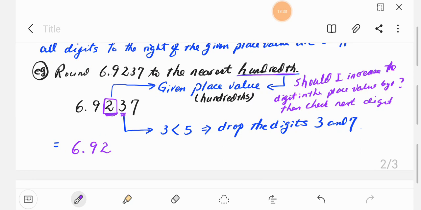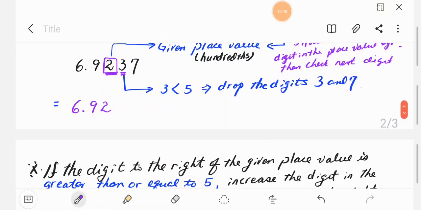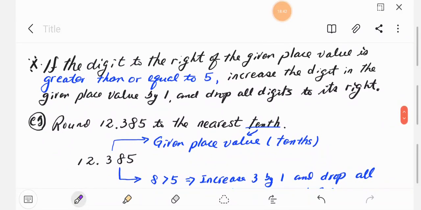So I want to check. So let's try this next one. Round 12.385 to the nearest tenth. So 12 and 385 thousandth. So nearest tenth. The tenth is this one, right? This one. This is the tenth. This is the place value.